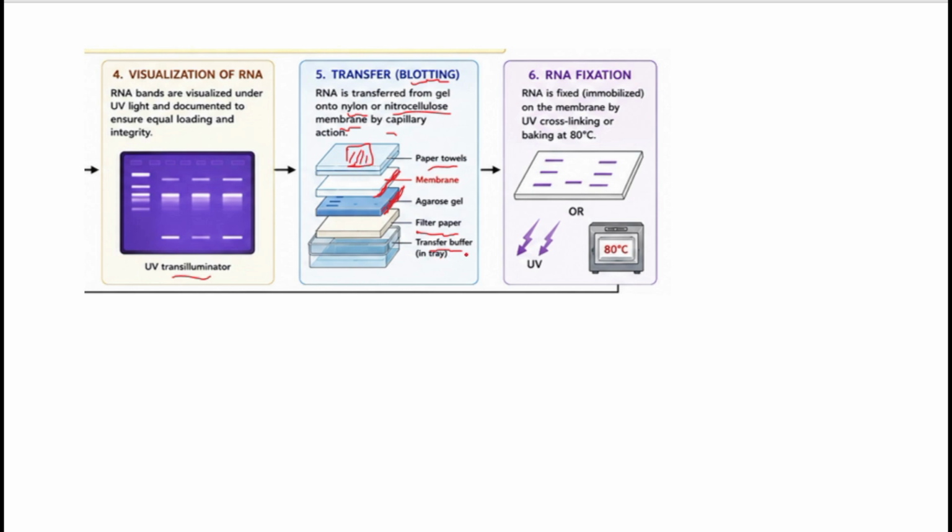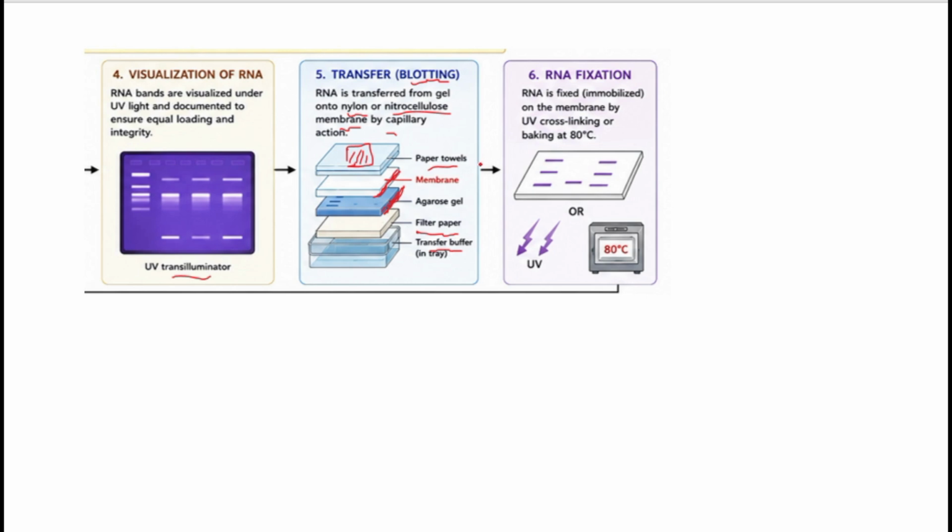Due to this, the transfer buffer which is present in the tray will flow in the upward direction through capillary action. When the buffer is transferred upward, first it goes to the filter paper, then it reaches the agarose gel, then it reaches the membrane. So when the buffer is transferring, it will also transfer the RNA bands which are present in the agarose gel. After the paper towel is wet, we are sure that the membrane now contains the RNA, that it is now blotted.